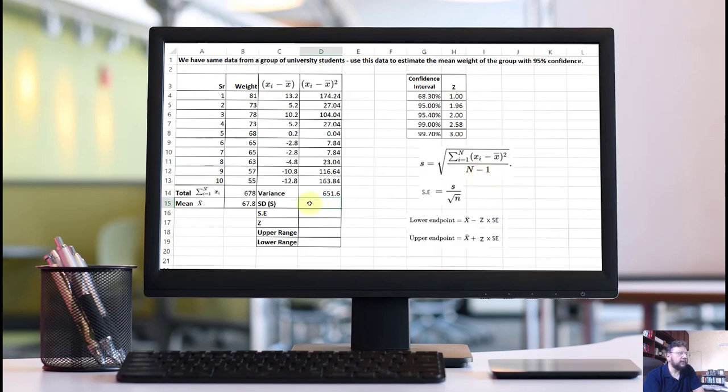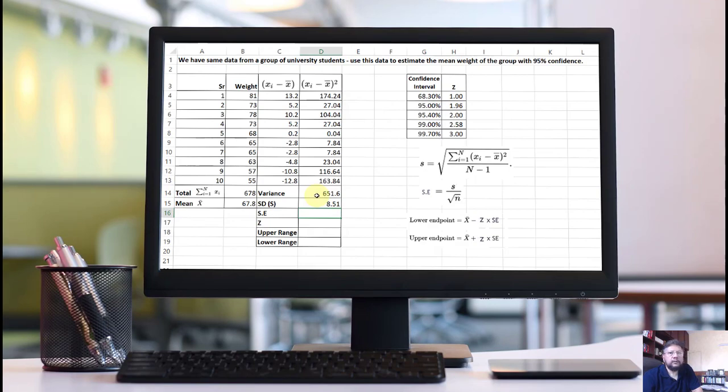So all we have to do is take this number divided by n-1, which is 10 minus 1 is 9, and take a square root of that. Let's go ahead and do that. So this divided by n is 10, so -1, and we take a square root of this. Okay, so 8.51 is the standard deviation.